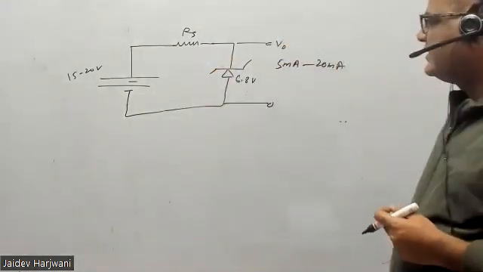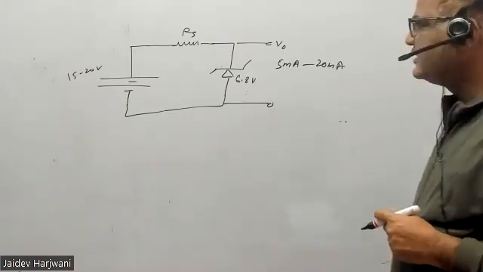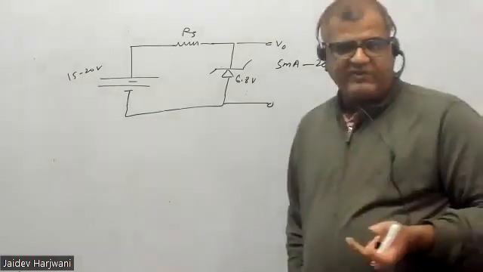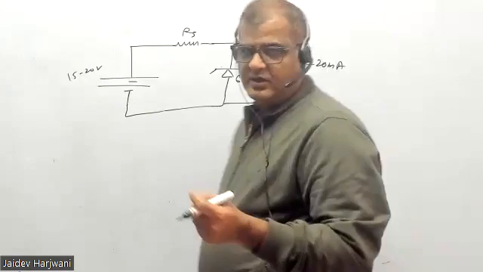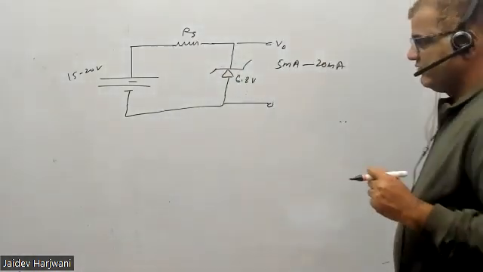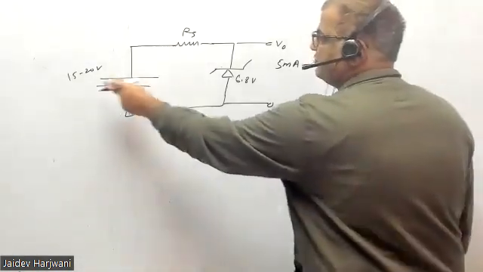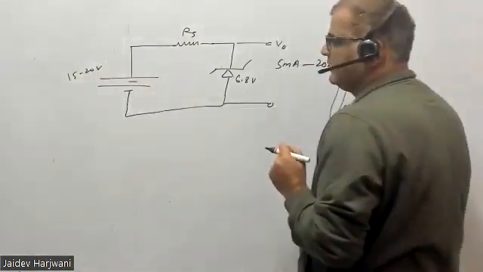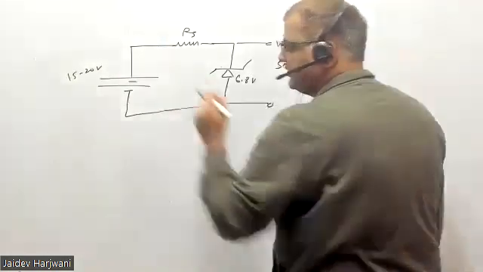So there are basically two values of series resistance. One is called the minimum value and the other is called the maximum value. Because when you apply this battery, there is a minimum to maximum voltage.